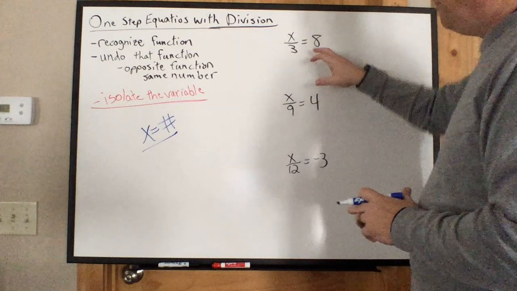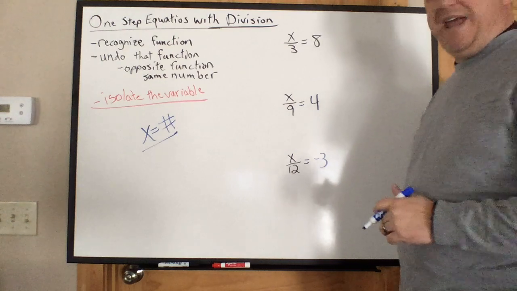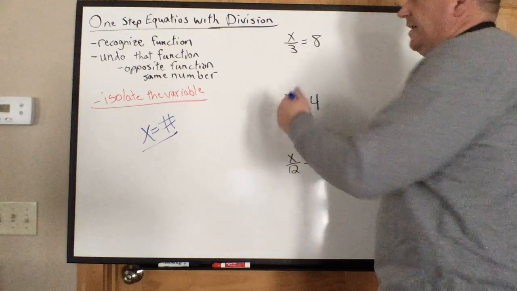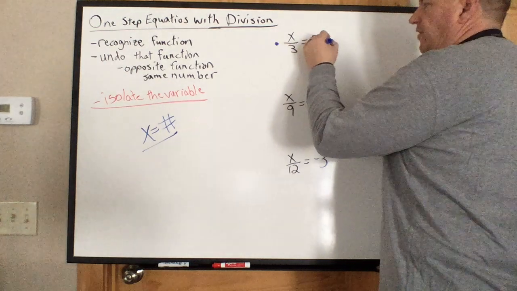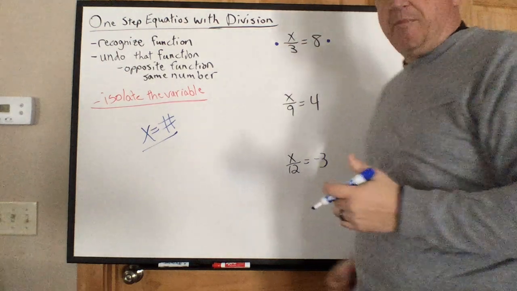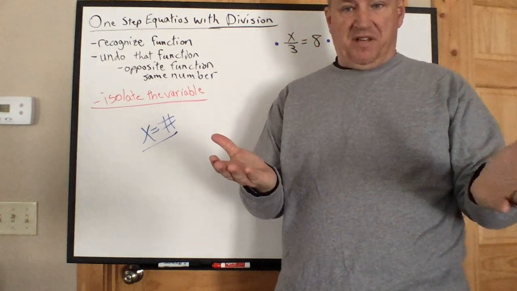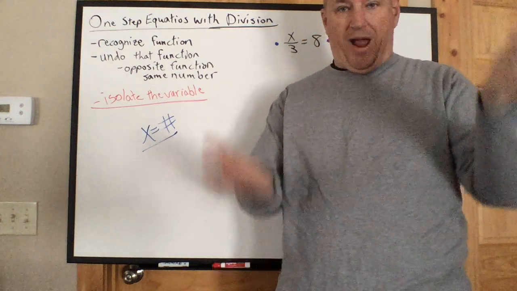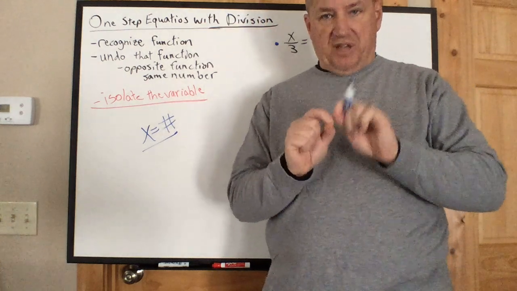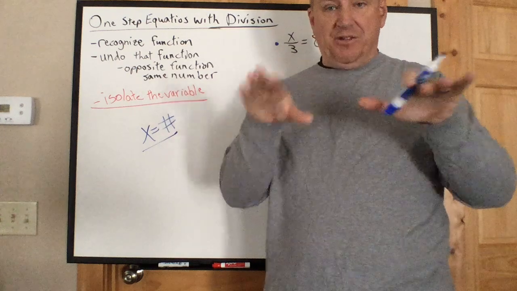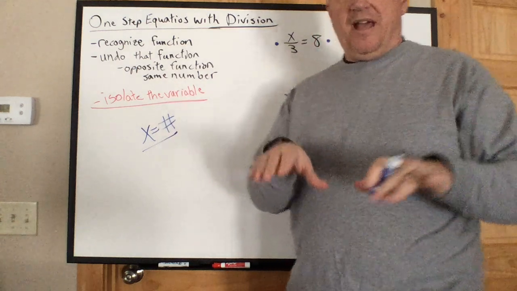So as we look at our first example, x divided by 3 equals 8. We recognize that it's division. So to undo division, we use multiplication. I have to use multiplication on both sides. Remember, it's a scale. Whatever I do to one side, I have to do the same thing to the other side. Otherwise, the scale gets out of whack one way or the other. If you do the same thing to both sides, it remains balanced and equal so that you can keep it as an equation.